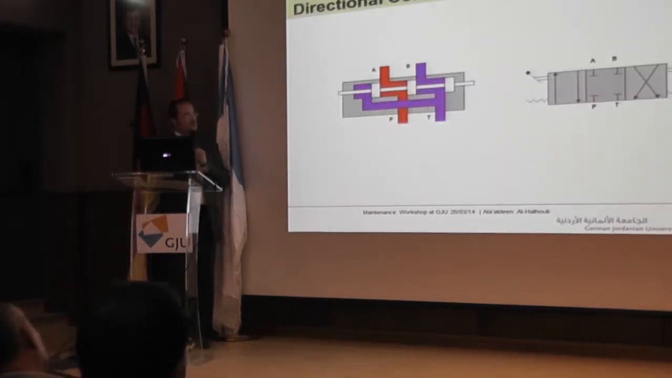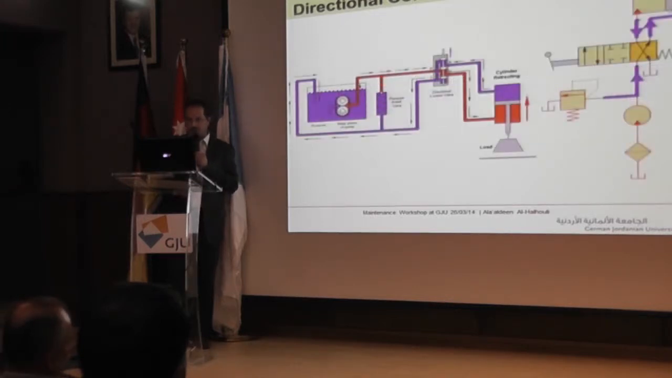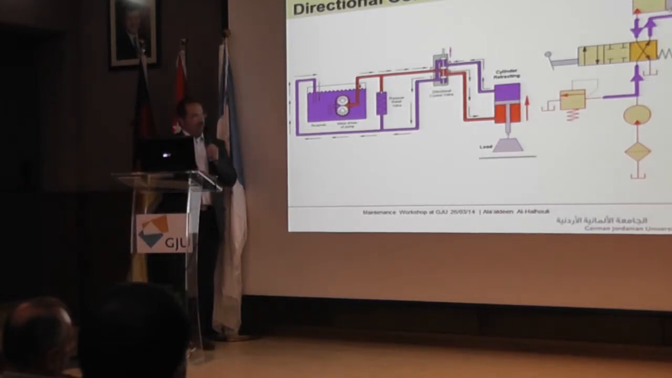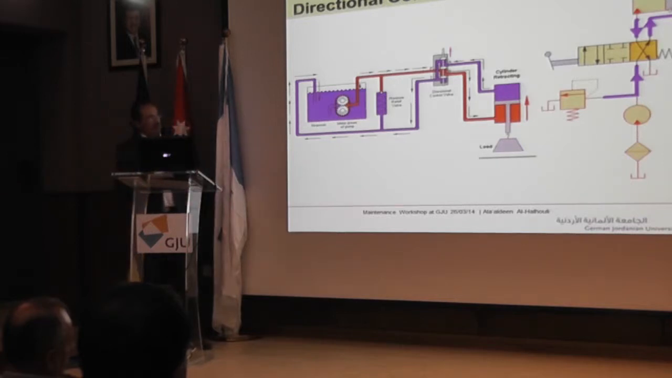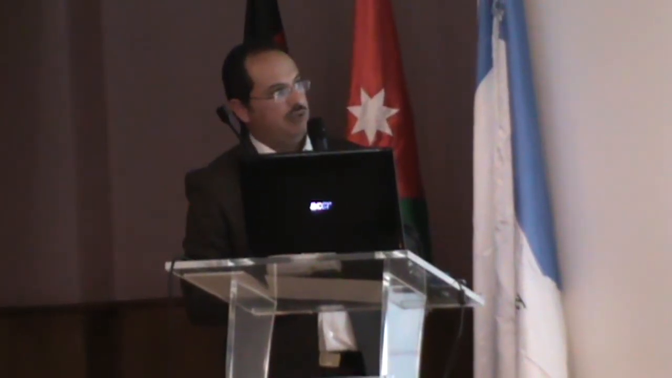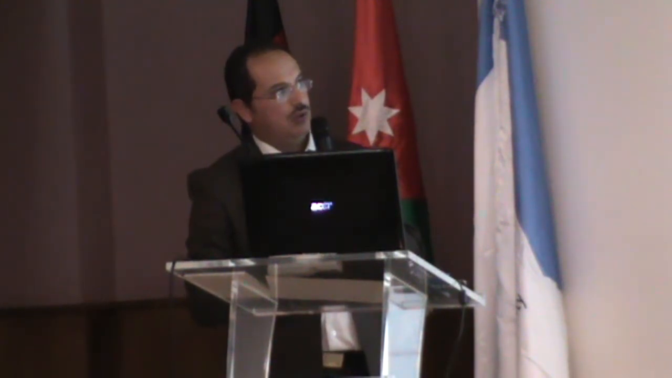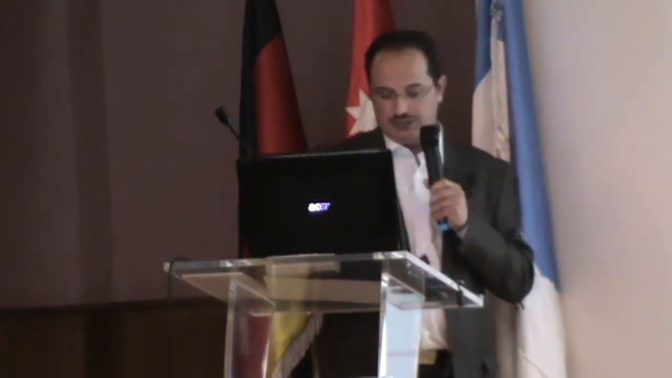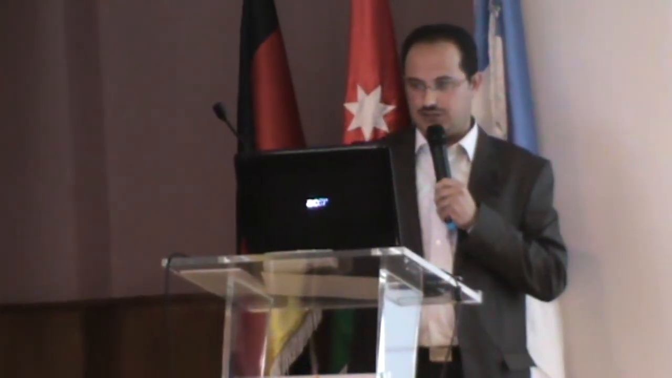These are just symbols showing how to present a hydraulic directional control valve in a hydraulic circuit. Here is also a presentation. As we can see, now we are retracting our cylinder. The pump fluid comes from this direction, so the flow will come from this side, and it will retract. In case of extension, we should move the directional valve to a second position.